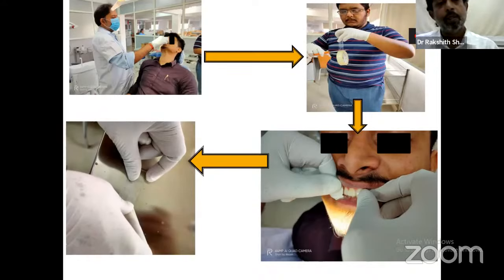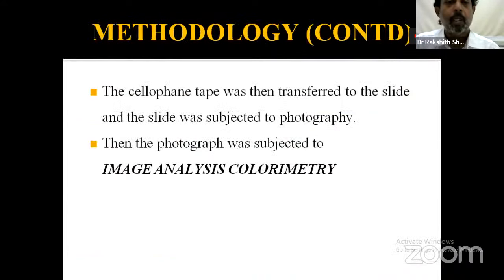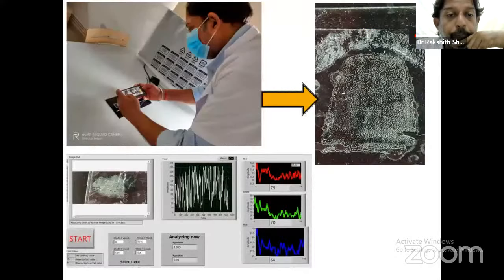Once we finish this procedure, the next step is very simple and easy. Nowadays all of us have a mobile camera, just any normal camera, and we just need to take a snap of this. The cellophane tape was then transferred to the slide and subjected to photograph. This photograph was then subjected to image analysis colorimetry. So this is the next procedure: image analysis colorimetry.